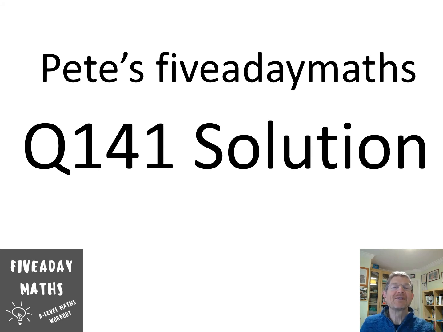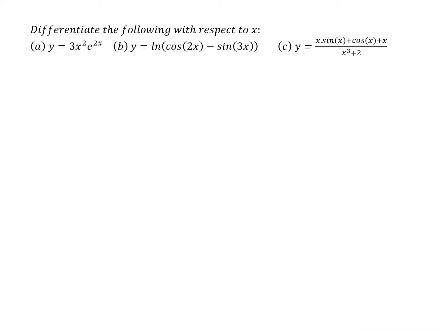All right, a bit of differentiation for you now using the three big rules: the product rule, the chain rule, and the quotient rule. So looking at part A, we've got a function multiplied by another function here. So the product of two functions requires the product rule to do the differentiation.